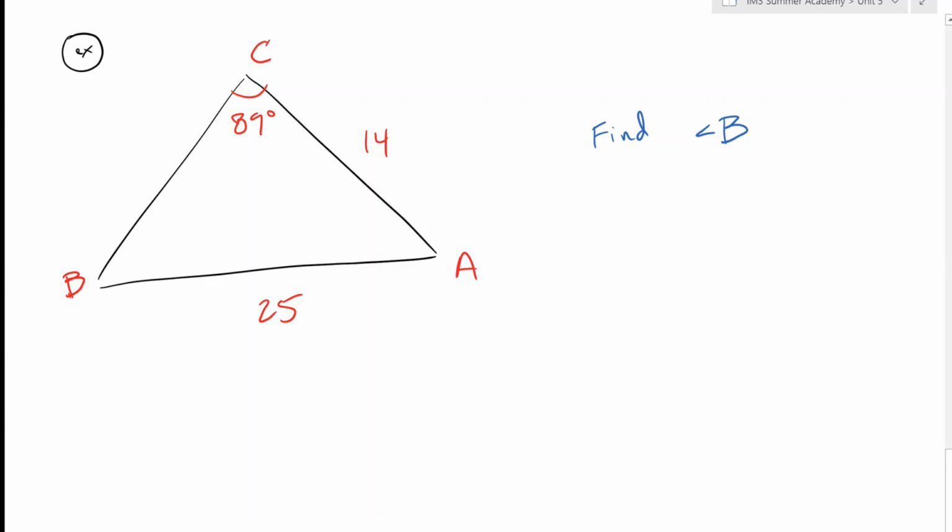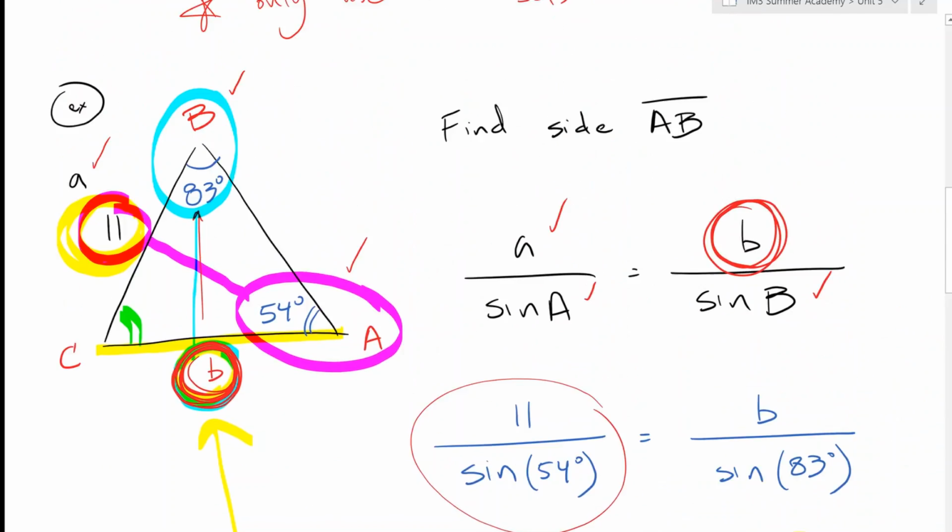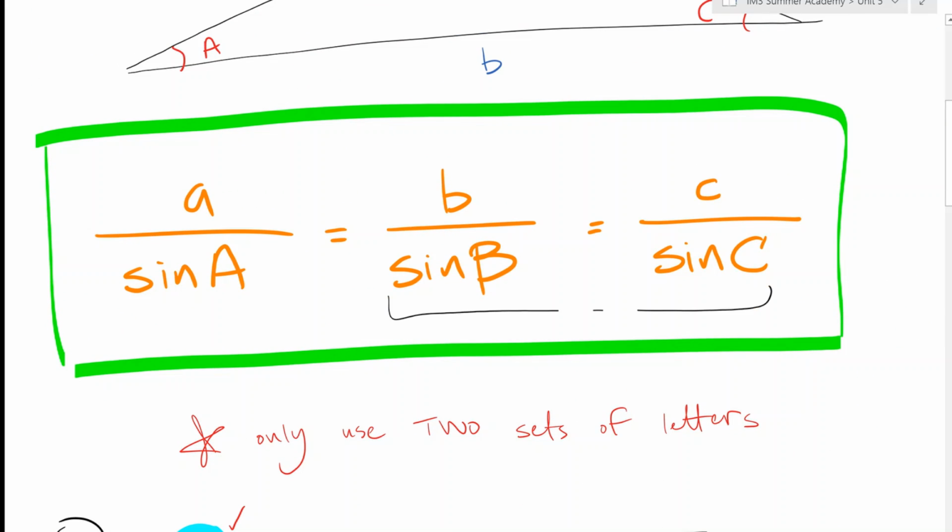All right, so let's label what we have. So obviously this is big C, this 14, it's across from big B, so this is little b. Down here, 25, it's across from big C, so this is little c. We want pairs. They're telling us we want to find angle B, so this is part of the equation. If we have big B, we also want little b, and we have both of those. So there's one pair. The other pair is going to be big C and little c. So in this case, we're using B's and C's, no A's. So let's set up the equation with B's and C's. So if I go back up here, I'm really just using this part of it, the B and the C part.